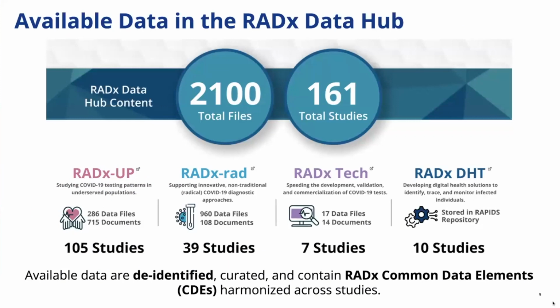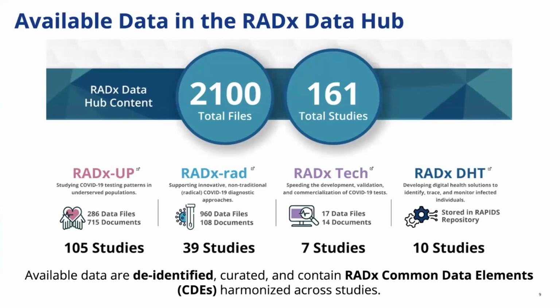The RADx Data Hub has data from over 150 studies from RADx Up, RADx Rad, and RADx Tech. Please note that there are additional studies forthcoming as we are currently reviewing recent submissions, so the numbers will continue to grow. For RADx DHT, the data for the 10 DHT studies are stored in a separate data repository called RAPIDS, and there are links to the RAPIDS repository directly within the RADx Data Hub.